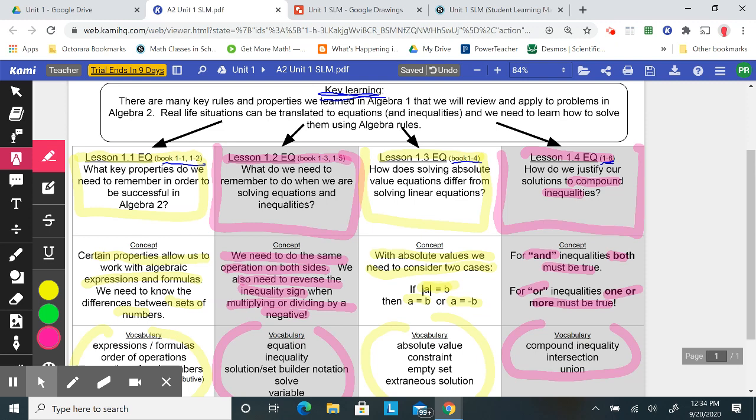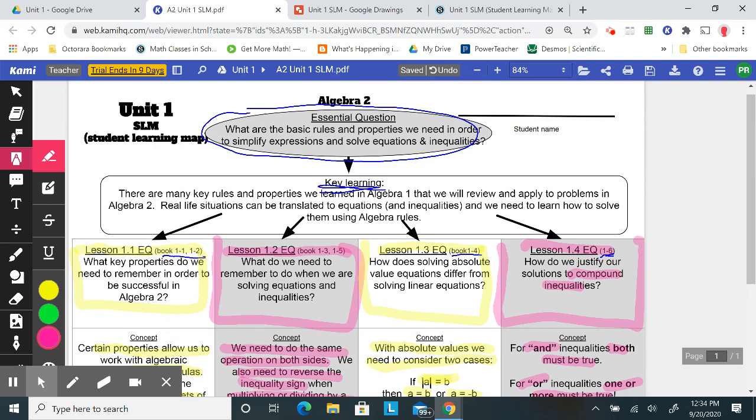So that's the plan for Unit 1 in Algebra 2. That's called our Student Learning Map, or SLM. The plan is you're going to get one of these for every chapter. We're going to call them units. It'll tell you the lessons we're going to do, and the appropriate book lessons that match it. Because we're not going to use the book in order. We're going to be moving around.